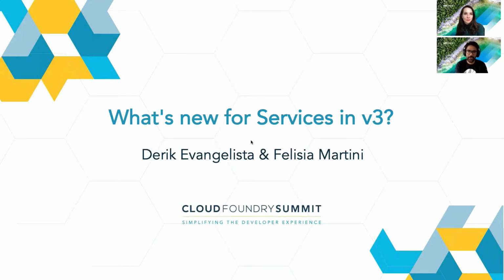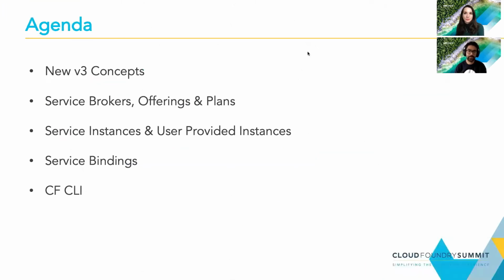And we're here today to talk about what's new for services in the V3 API. So, here's briefly the agenda. We're going to talk about some of the new concepts available on V3. We'll talk about service brokers. We'll talk about service plans and offerings. We're also going to talk about service instances, what's new there, user-provided service instances, service bindings, and then we will touch a little bit on what's coming next for the CLI and what the new experience could be for the CLI.